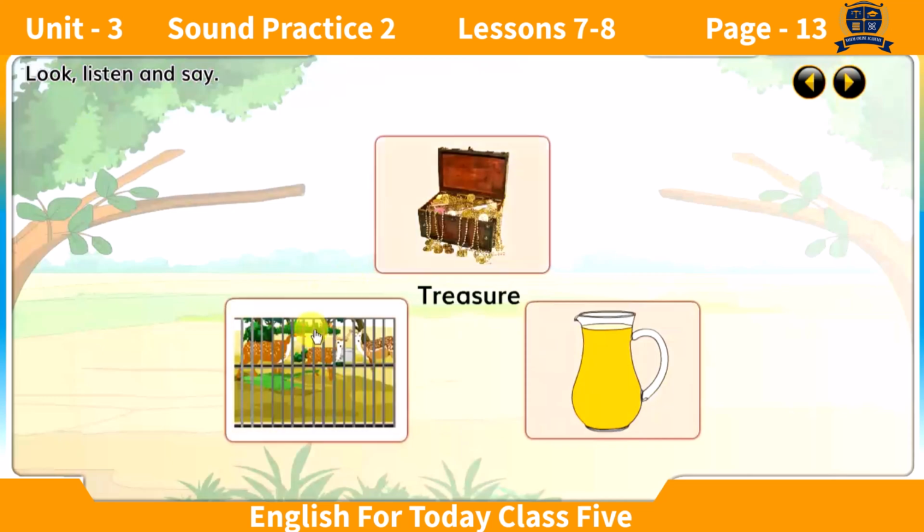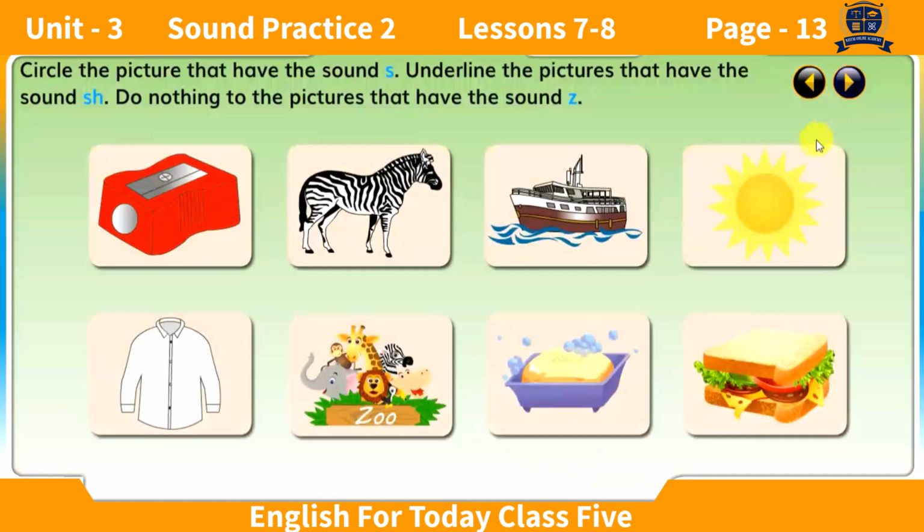Treasure, zoo, jug. Circle the pictures that have the sound S. Underline the pictures that have the sound SH. Do nothing to the pictures that have the sound Z.